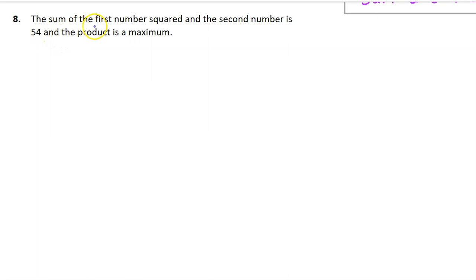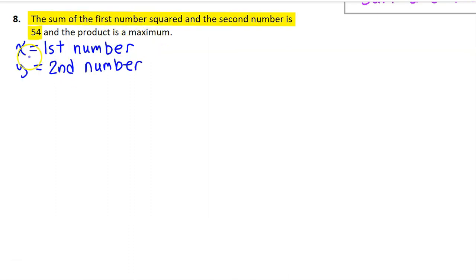Number 8. The sum of the first number squared and the second number is 54, and the product is a maximum. Don't forget to define your variables. Now, the first part of the sentence gives us the secondary equation. The sum of the first number squared, so that's going to be x squared plus the second number, so plus y, is 54, equals 54. There is your secondary equation.